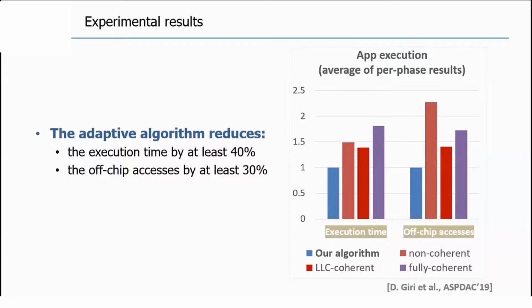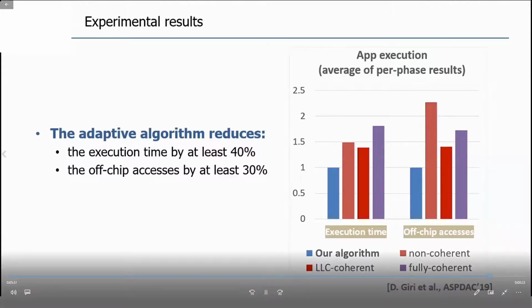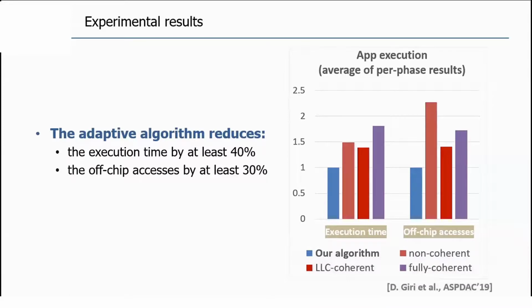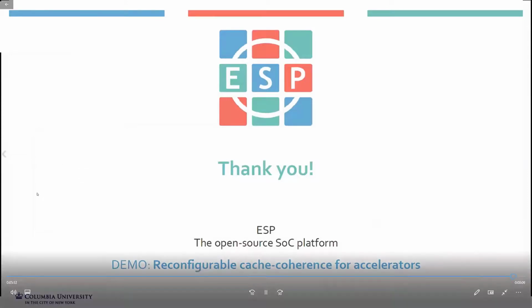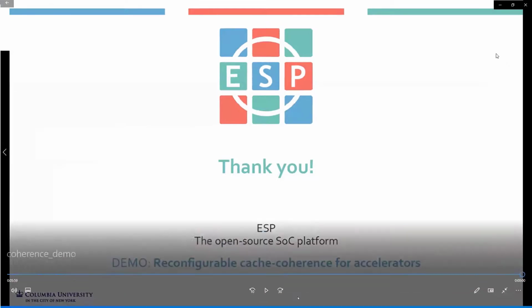Here are the results after running the application with 2 other baselines, all accelerators non-coherent and all accelerators fully coherent. Our adaptive algorithm, represented by the first bar, reduces both execution time and off-chip accesses. To conclude, this experiment was able to successfully exploit the cache coherence reconfiguration capabilities of our architecture, and all of this is transparent from the point of view of the programmer. Thank you very much for your attention.